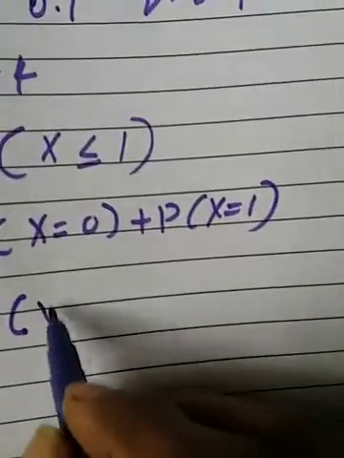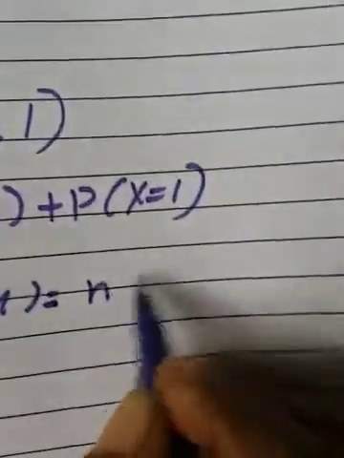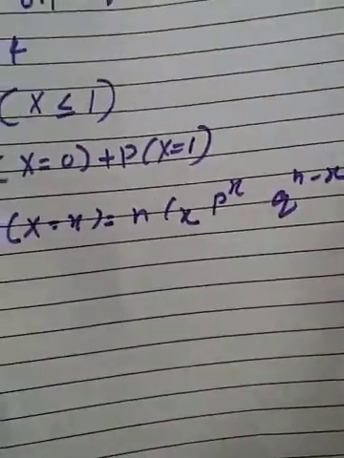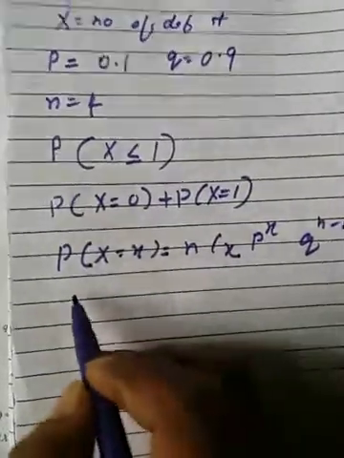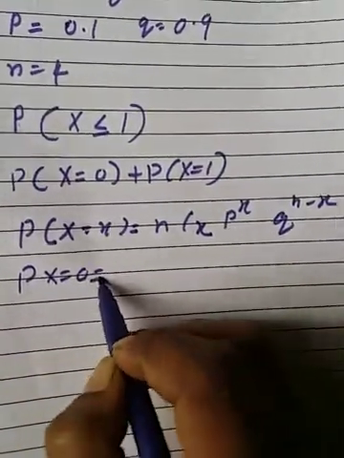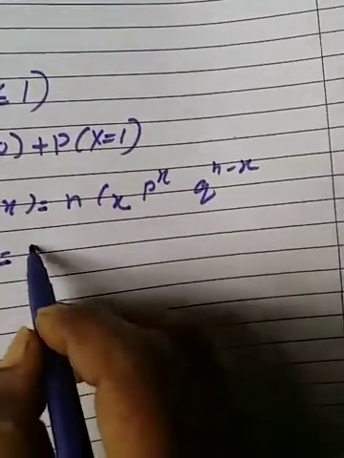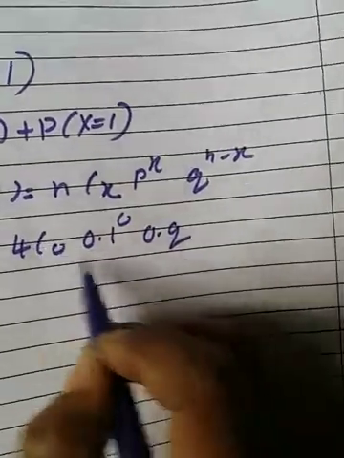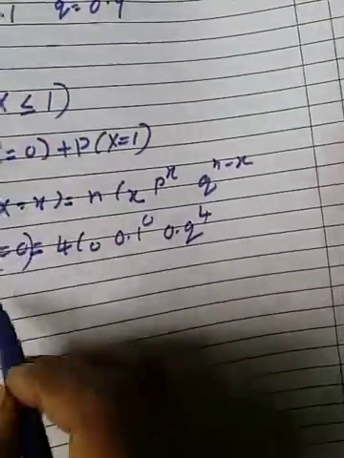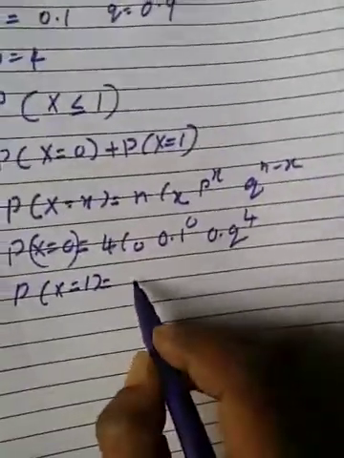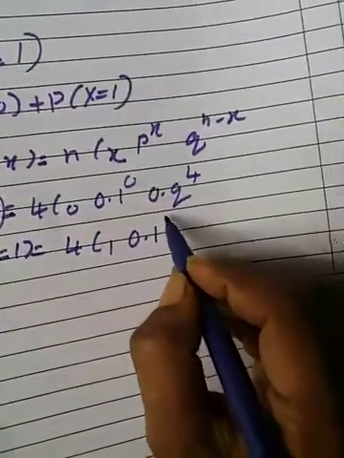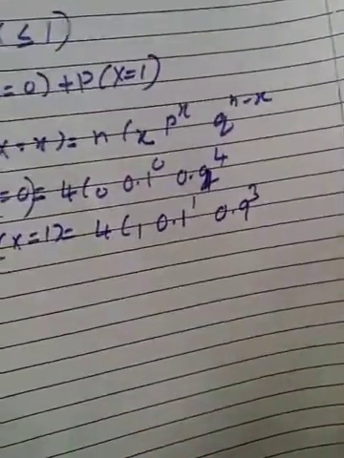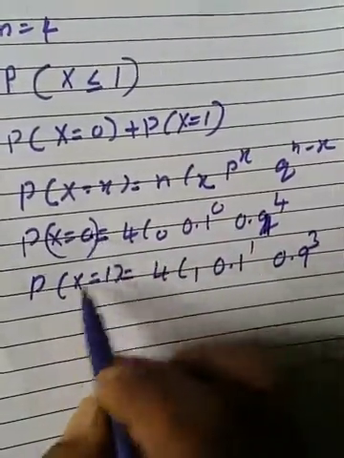Probability mass function, probability of x equal to x, formula nCx p raised to x q raised to n minus x. X equal to 0. Probability of x equal to 0 is 4C0, p raised to 0, q raised to n minus 0. Probability of x equal to 1, 4C1, p raised to 1, q raised to n minus 1. This is 0.9. Probability of x equal to 0, probability x equal to 1.